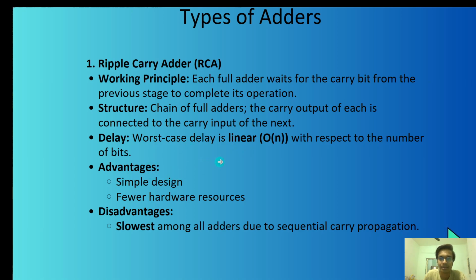Advantage: it has a simple design. It is very easy to design, with fewer hardware resources. It requires only 2-3 gates; we just need to use the gates again and again. And the disadvantage, yes, is that it is the slowest among all, as we have talked about.